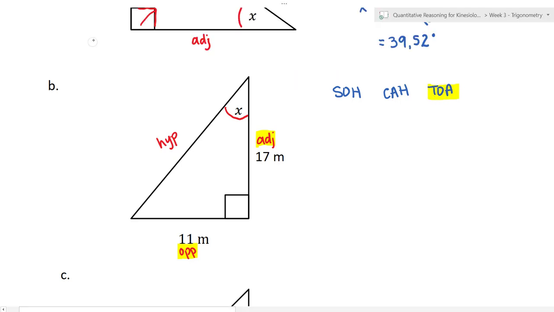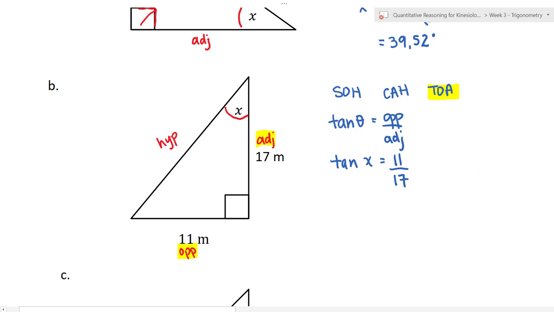So now I'm going to write the formula for TOA, which is tan of the angle is equal to opposite over adjacent. And now I'm going to sub in everything I know. So my angle is labeled as x equals opposite, which was 11, over adjacent 17. Double checking that the units were both in meters, so I don't need to convert anything.